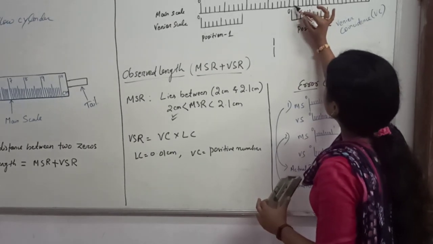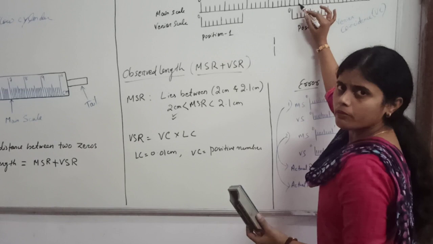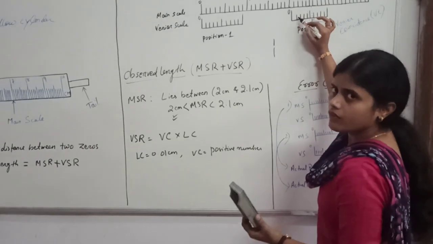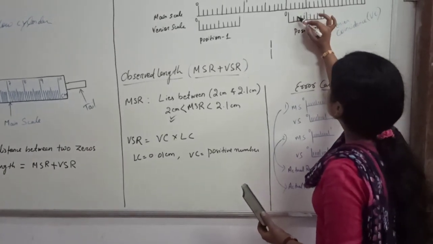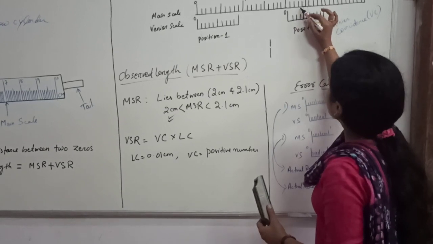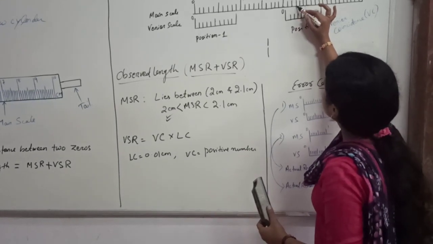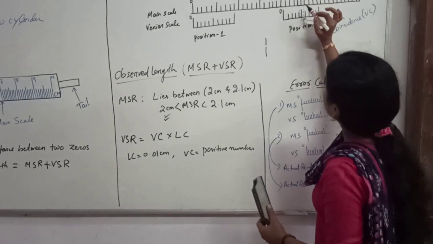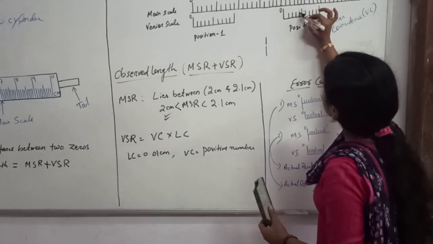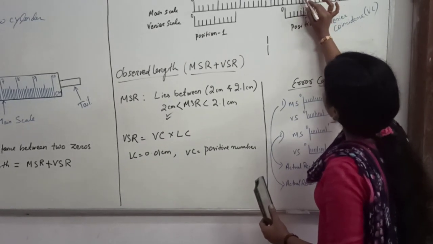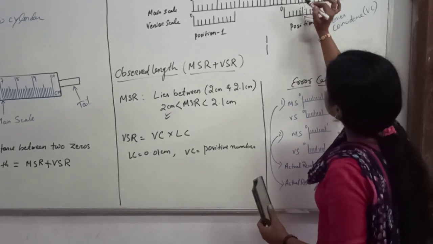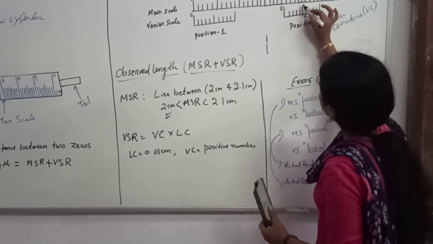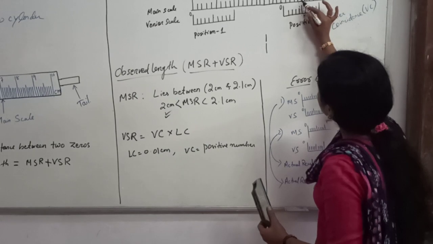This is not coinciding with any line of the main scale, so this cannot be the vernier coincidence. This is also not coinciding. The second line is also not coinciding because it is here, not in a straight line. The fourth one is also not in a straight line. But why have I given the blue dots here? You see, the fifth line is completely in one single line.